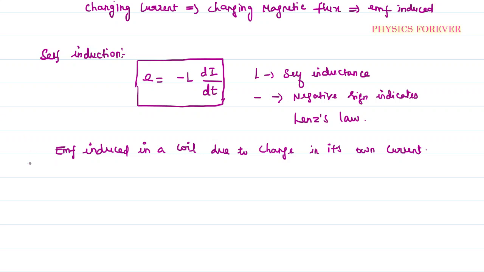Sometimes they will ask problems on this, or sometimes they may ask a direct question: how to define self inductance? Self inductance L is equal to N flux divided by current. Here L is the self inductance. Similarly, we have to define mutual inductance.